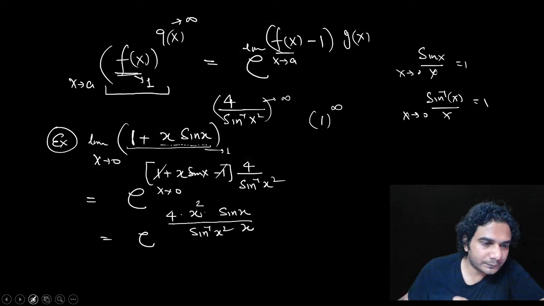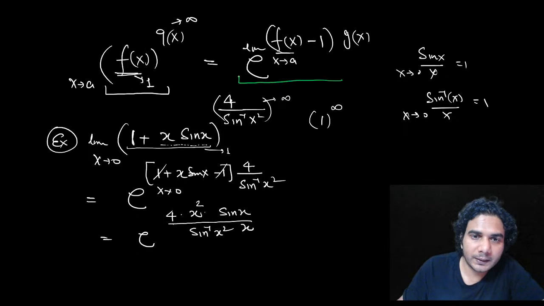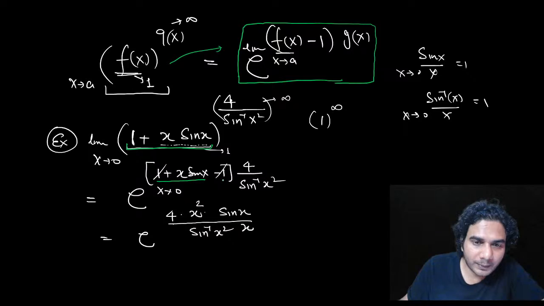Because this is 1 raised to infinity form, I will write this step now. This step is e raised to fx minus 1 into gx. I've explained this, right? Write this form. So this whole thing is your fx. I've written e raised to fx minus 1 into gx. Then 1 and 1 will get cancelled. So the only thing remaining is x sine x into 4 upon sine inverse of x square.